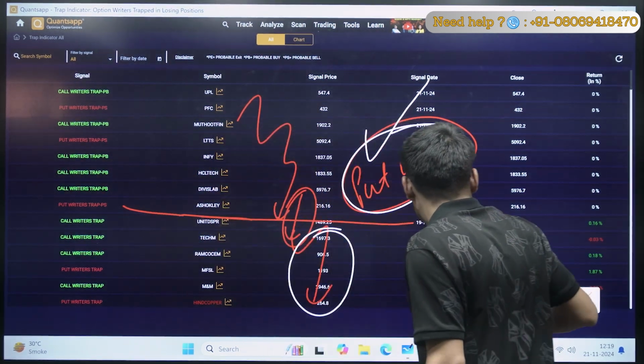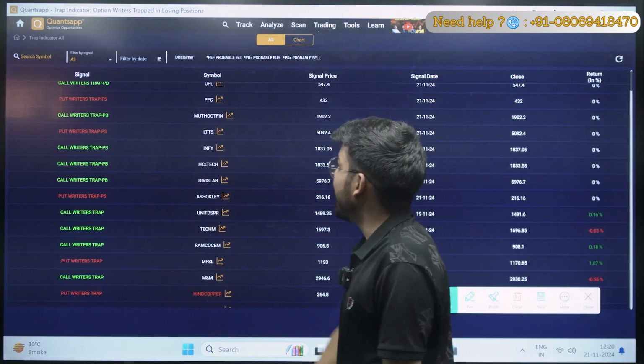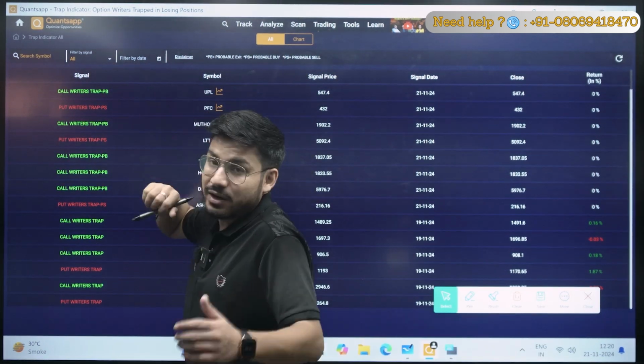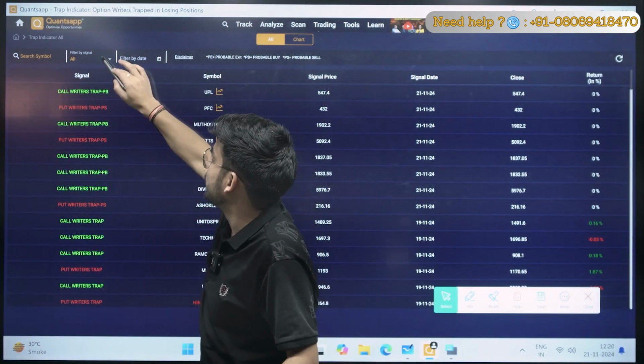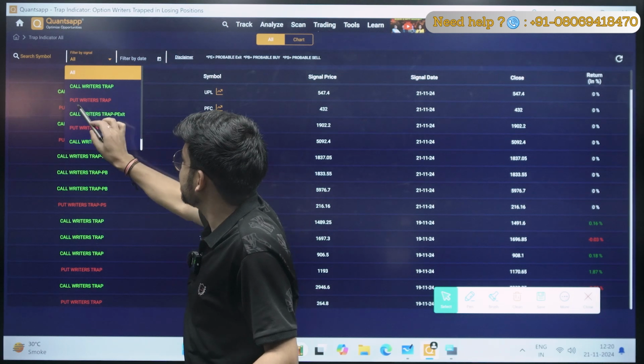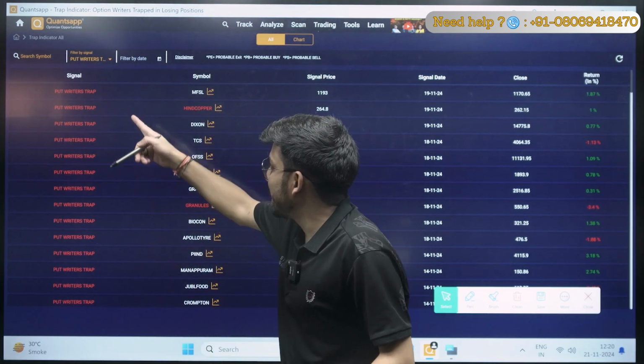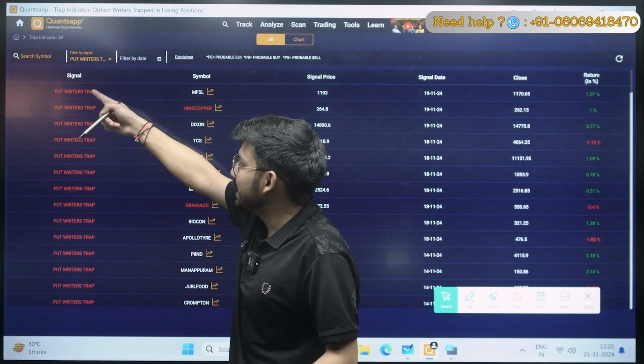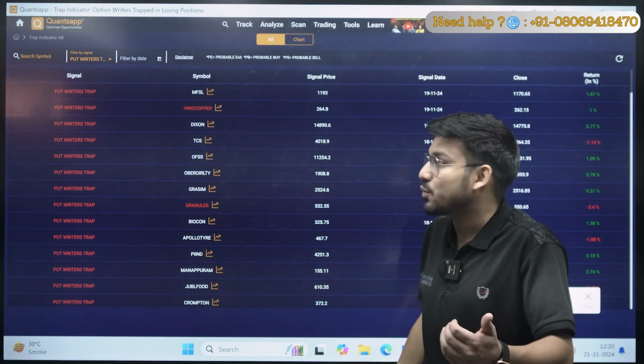So what I will do, I will just go here, and market sentiments are bearish, so obviously I will select put writers trap. Okay, so these are all the signals that my application is currently providing me.